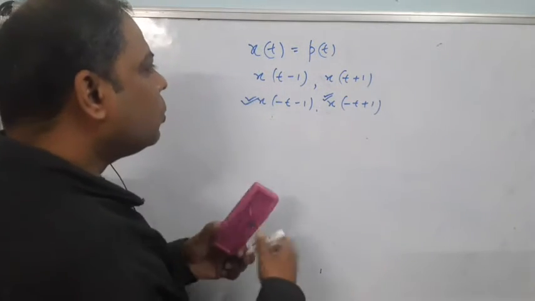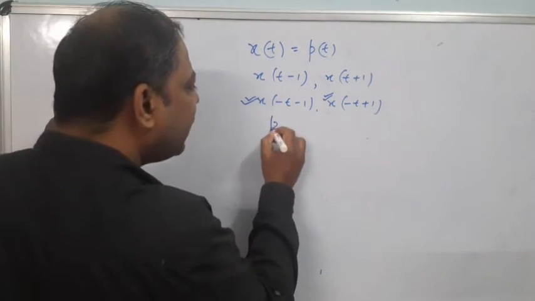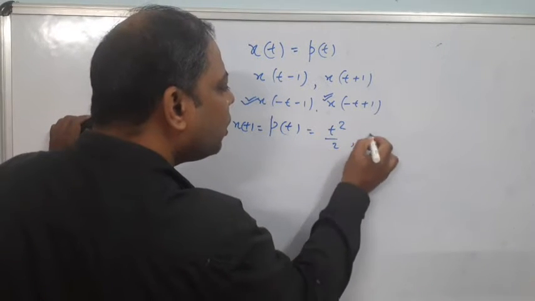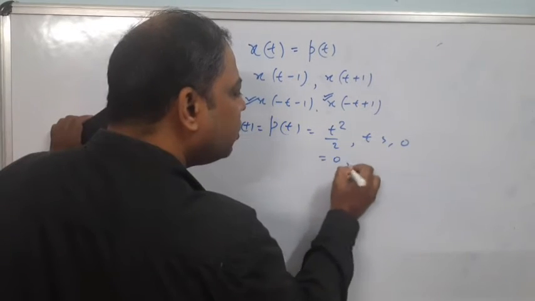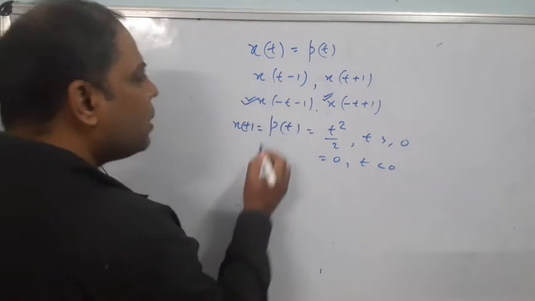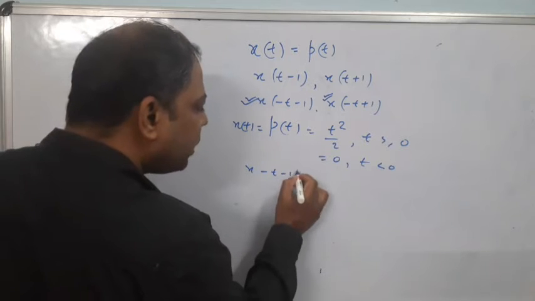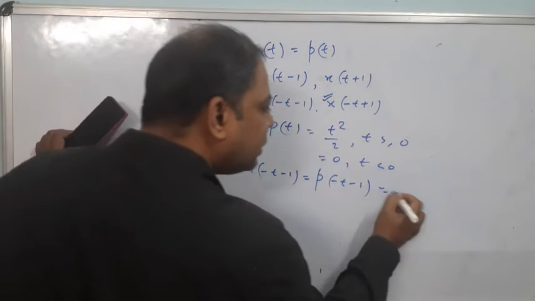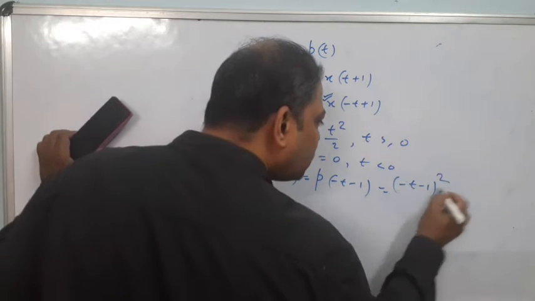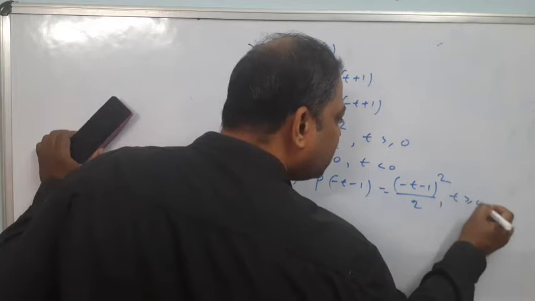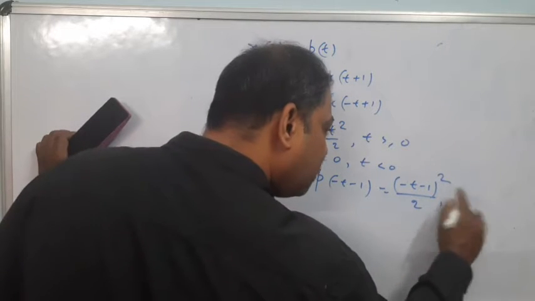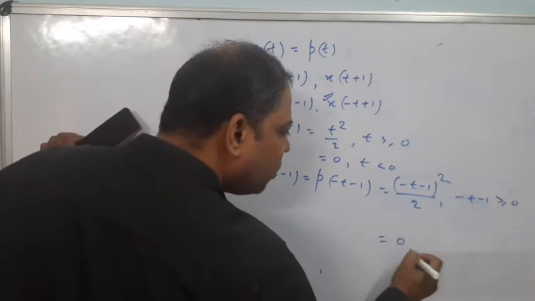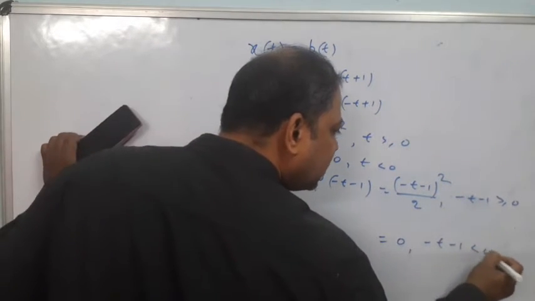Now what is your p of t? Actually x of t is equal to p of t, that is t square by 2 for t greater than or equal to 0, and it is equal to 0 for t less than 0. This is a parabolic signal. Now x of minus t minus 1, which is nothing but p of minus t minus 1, here you can put, that is your minus t minus 1 whole square by 2 for t greater than or equal to 0. Not t, here also you have to put minus t minus 1 greater than or equal to 0, and it is equal to 0 for minus t minus 1 less than 0.